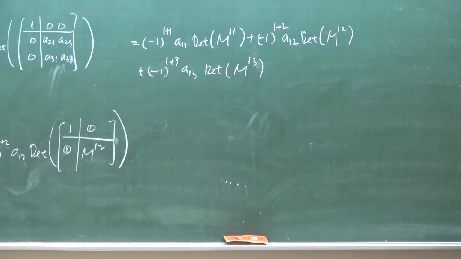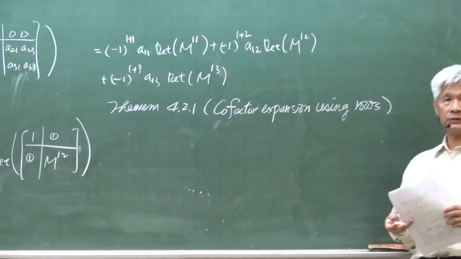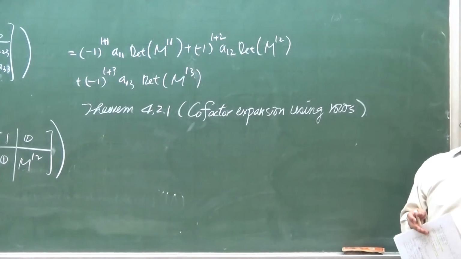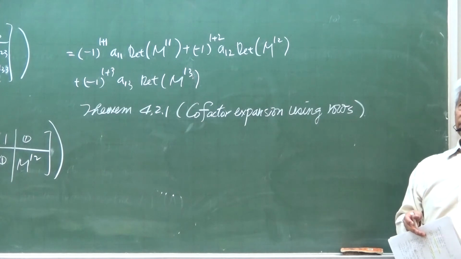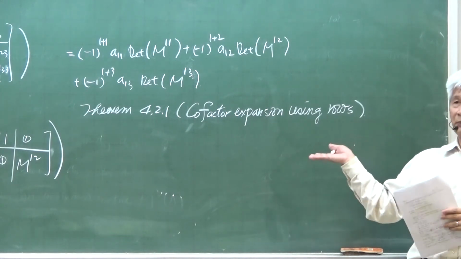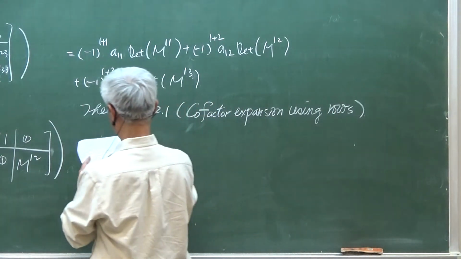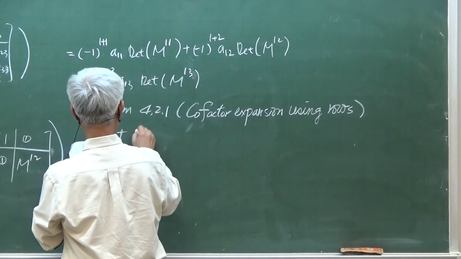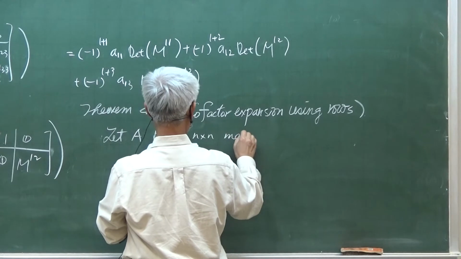All right. So let's take a look at the cofactor expansion. And I believe the author does not give any proof at all. But now we have the ability to prove it. So we let A be an n times n matrix.